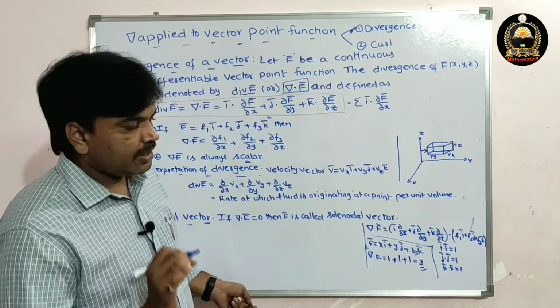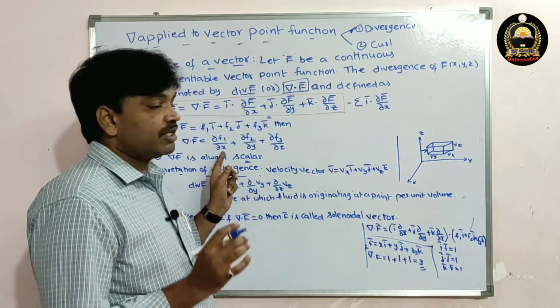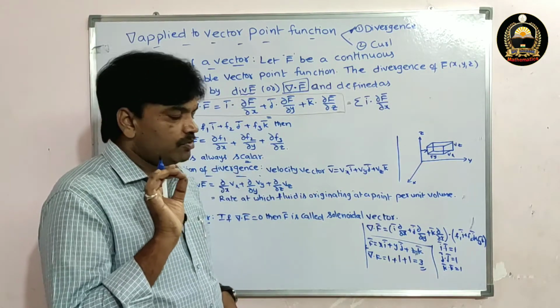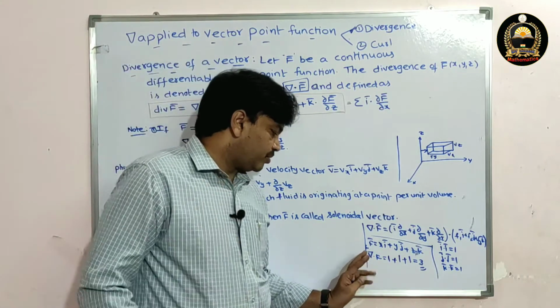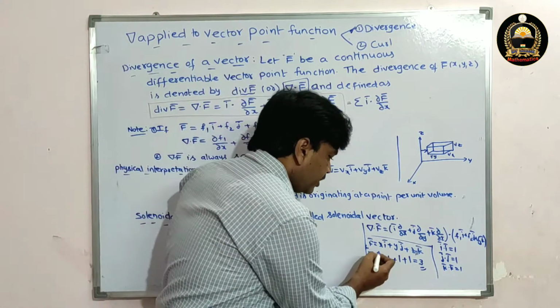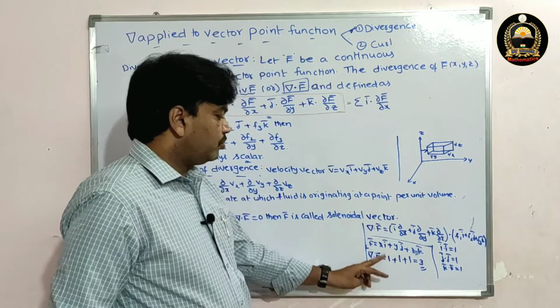Once again, students, use this formula whenever you solve a problem. So del dot f bar is equal to dou f1 by dou x.